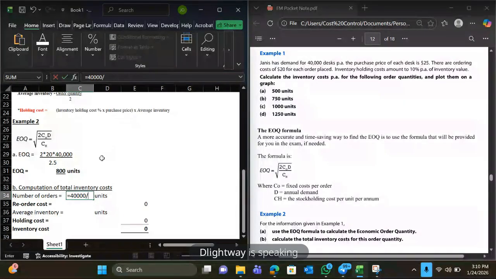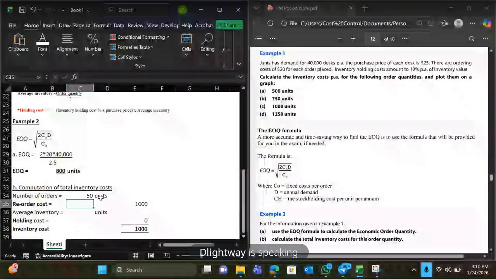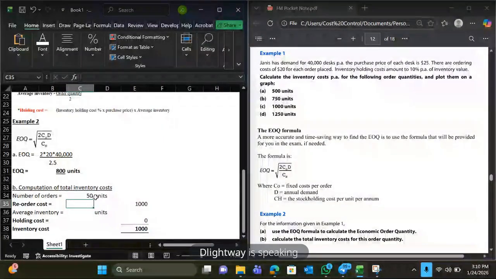divided by order quantity. What's our order quantity? You computed it now. 800 units. Thank you. The order quantity is usually the EOQ, another word for it is your economic order quantity. Divided by this, we have 50 units. So that means the total number of orders placed is 50.